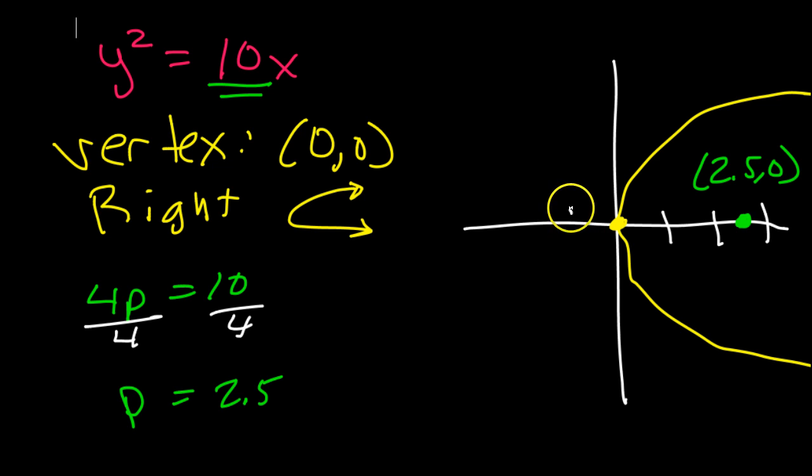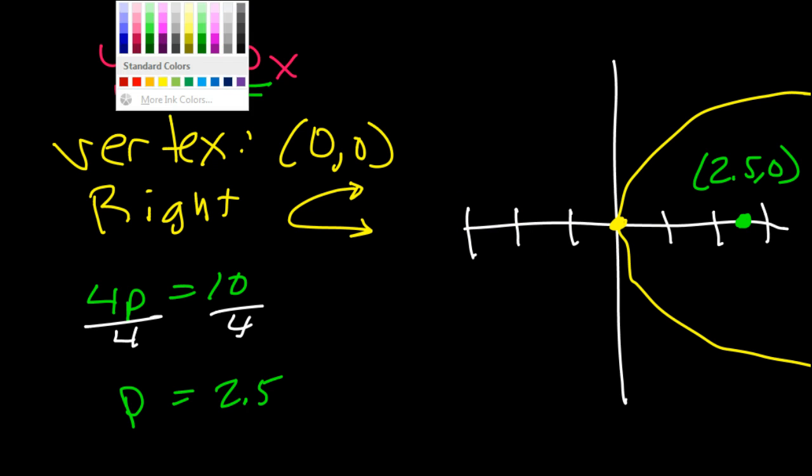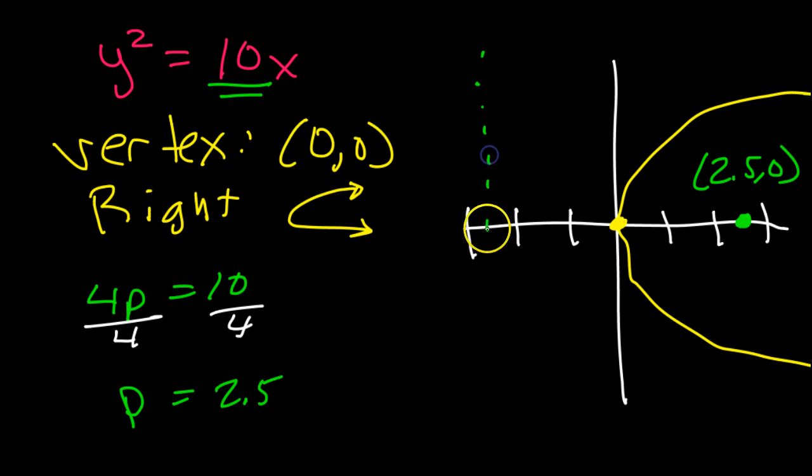So that means this is my directrix. Its vertical lines are always x equals, so x equals negative 2.5.